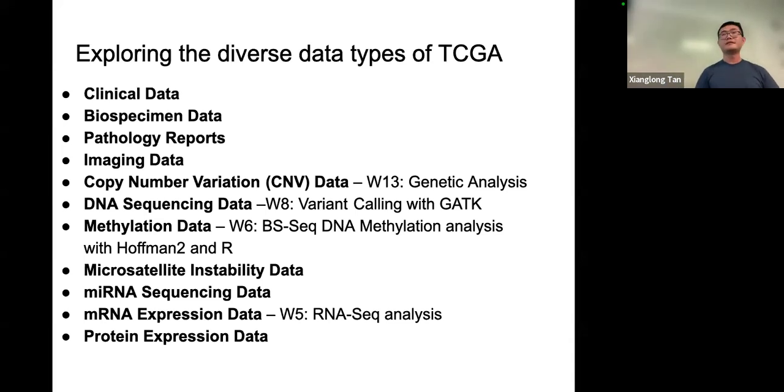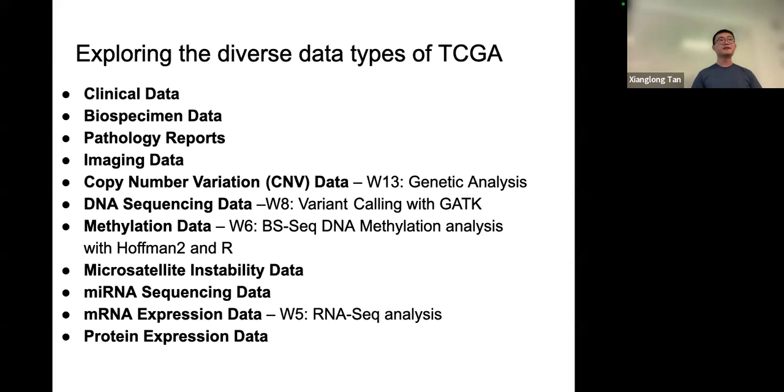For the genomic data, they have multi-omics data sets for every single patient, which includes copy number variation data, generated from copy number microarray or SNP microarray. They have DNA sequencing data for a majority of their samples. This includes not only whole exome sequencing, but in a lot of cases whole genome sequencing as well, which costs a lot of money. They also have DNA methylation data sets from bisulfite sequencing. And for some selected cases of cancers, they have microsatellite instability data.